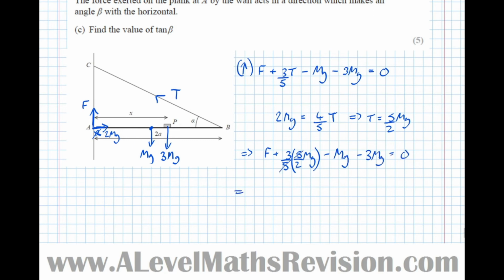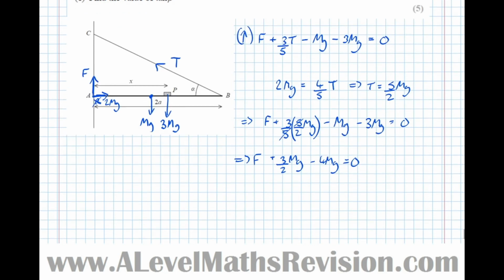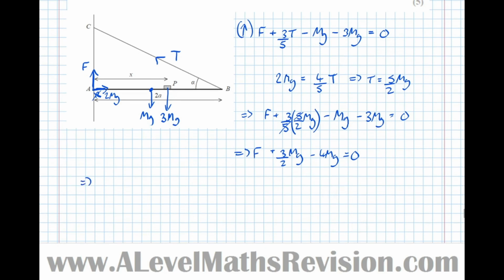Those cancel, which means that F plus 3/2 mg, and these can be combined to make minus 4mg, minus 4mg equals 0. So take 4mg over to the other side by adding 4mg, take 3/2. So 4 take 3/2 equals 5/2. That implies that F equals 5/2 mg.